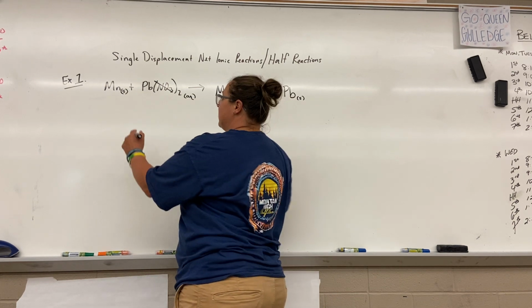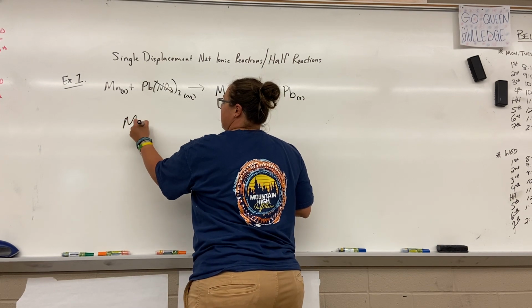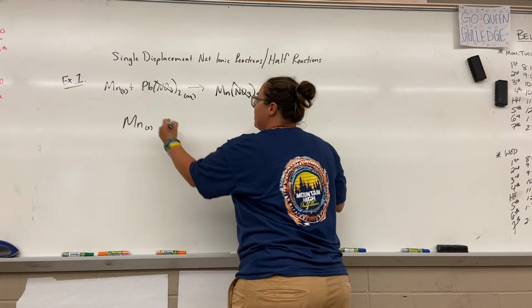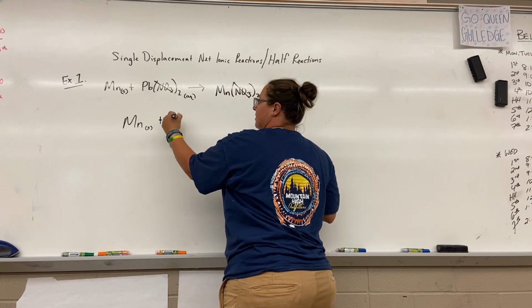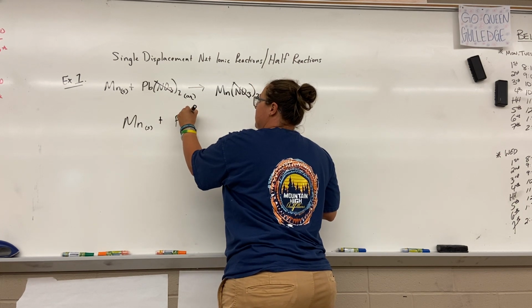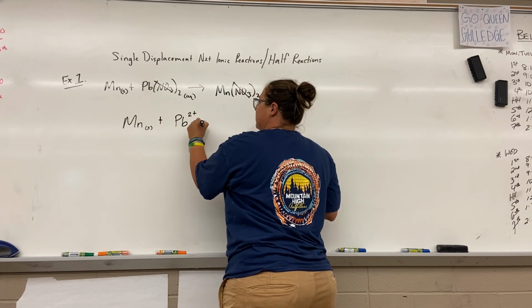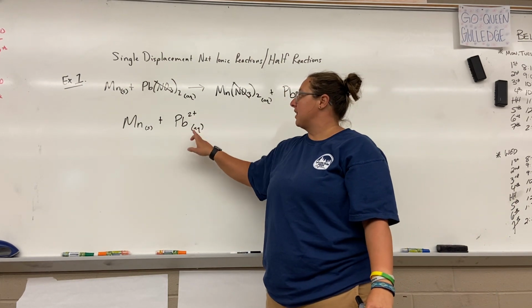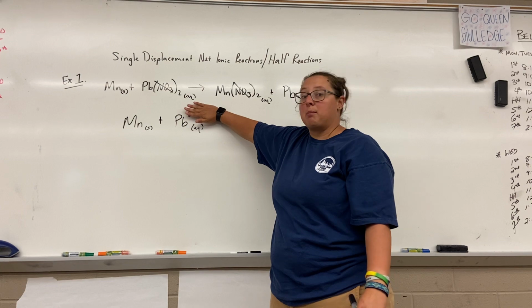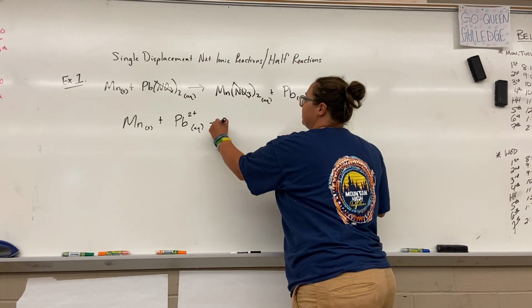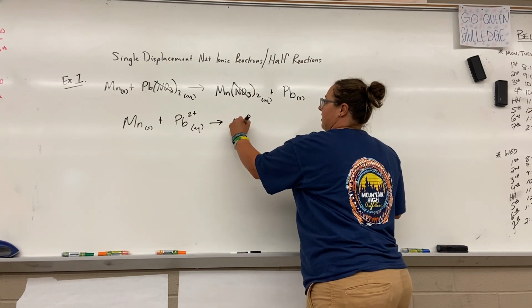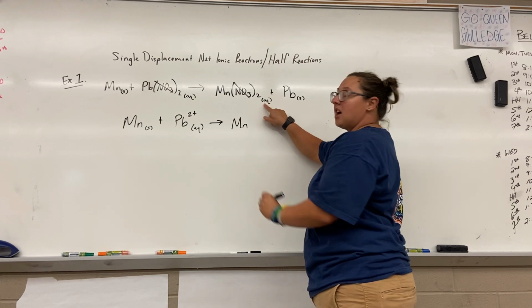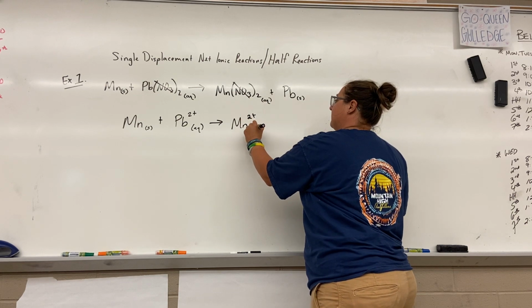So we're going to bring Mn down. So that's Mn solid, plus Pb2+ is brought down, but Pb is going to be represented as its charge because it is aqueous. Do not forget this. If I write just Pb, that will be wrong. Yields Mn2+, since it is aqueous, we have to represent it as its charge.